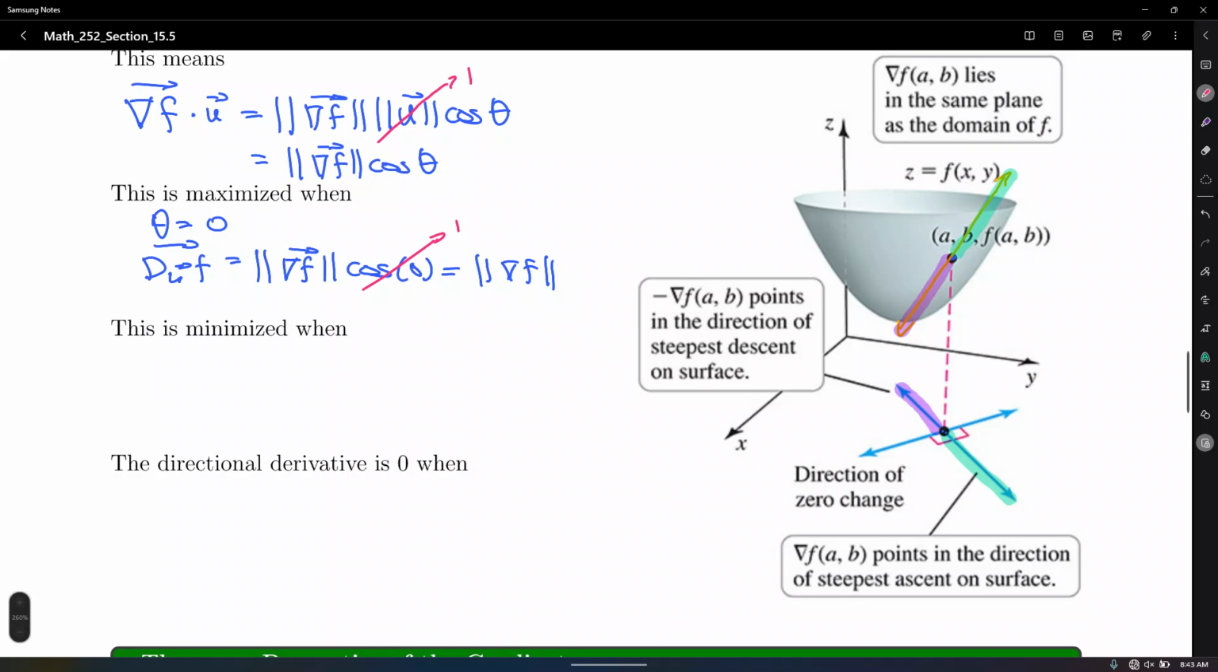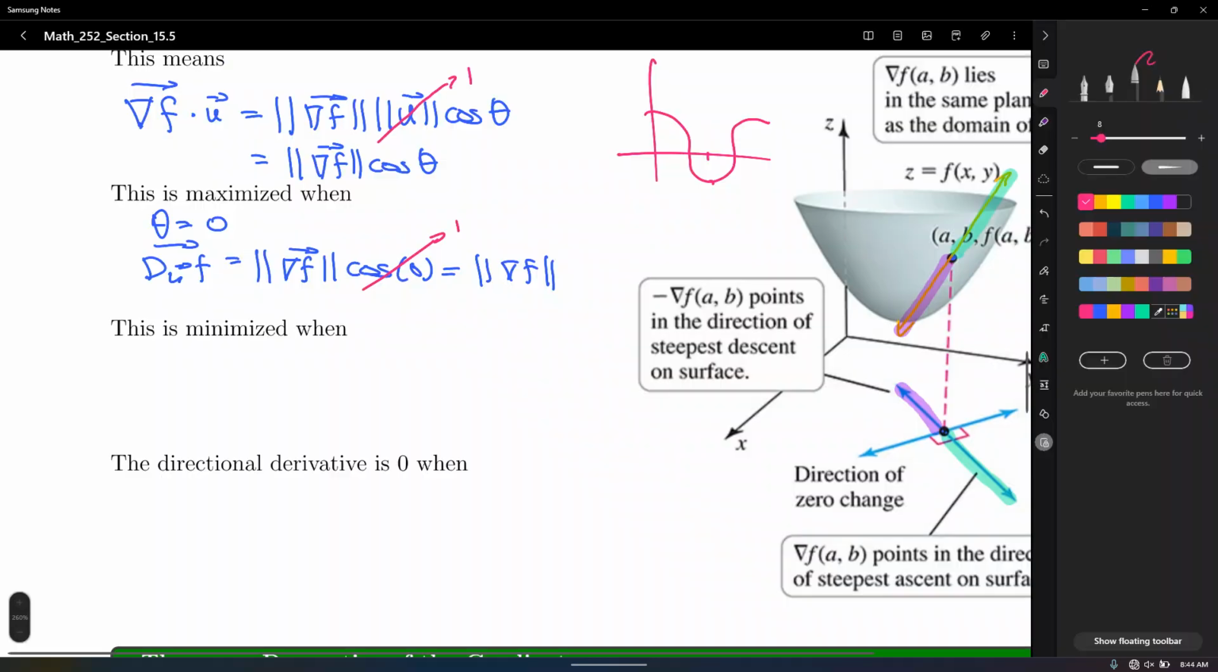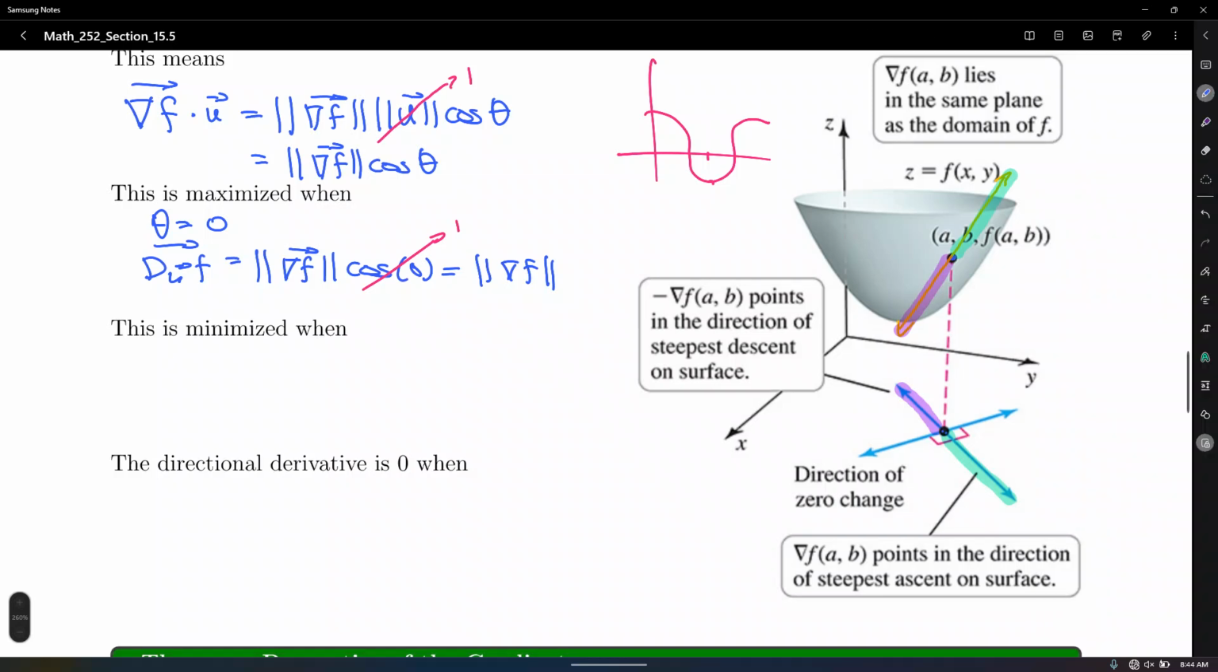Now, when is the cosine function minimized? Pi over 2, when theta equals pi over 2? Are we sure? So this is the graph of cosine. There's a minimum here, halfway between 0 and 2 pi, right? So that must be pi. It must be pi. Okay, so this is minimized when the angle equals pi.